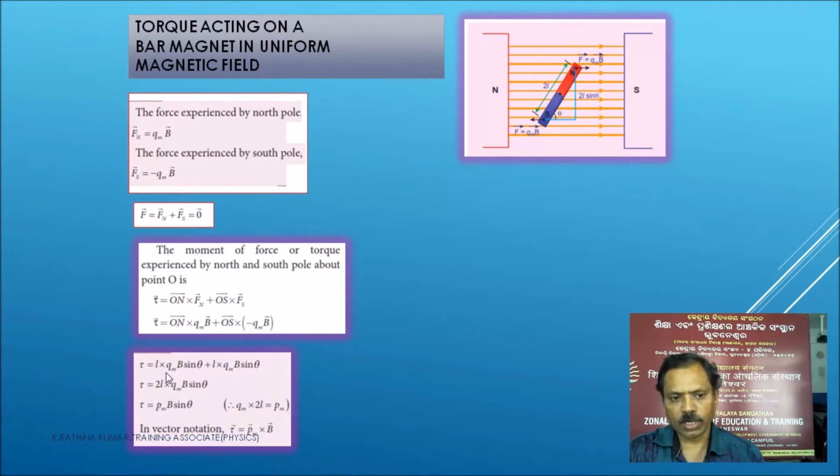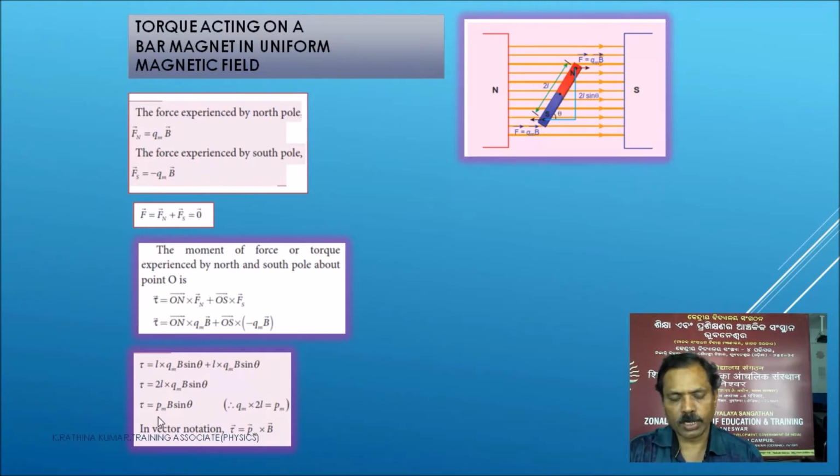Then torque is equal to L into Qm B sin theta plus L into Qm B sin theta. Since the sin theta in both is equal, they will be added up, so 2L Qm B sin theta. We know that 2L Qm is the magnetic moment. So that is written here: Qm into 2L is equal to the magnetic moment of the bar magnet.